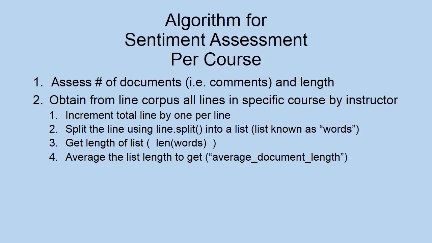In order to obtain the document length normalization, we look through the file line by line, and we use the line.split function to split the line into a list of words. Then we get the length of the list, which is the number of words in the line, so that's the document length. And then we average all the document lengths together to get the average document length for our calculations.